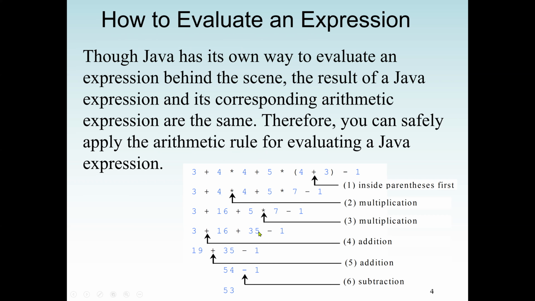Now we have only addition and subtraction, so we can start from left also. So we did addition first. 3 plus 16 is 19. Then next addition, 19 plus 35, which will give us 54. Then the last will be subtraction, minus 1, and that gives us 53. So the order of operation in college algebra or arithmetic is the same as in Java.